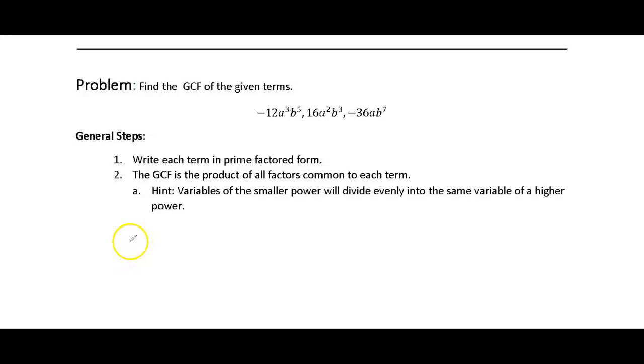Starting with 12 a to the third b to the fifth, I'm going to use a factor tree to help me prime factorize 12. 12 can be factored to 4 times 3, and then 4 can be further factored to 2 times 2. 2, 2, and 3 can't be factored any further, so now I can write the prime factorization for 12 a to the third b to the fifth. That is 2 times 2 times 3 times a to the third b to the fifth. And I'm going to leave the variables as they are.